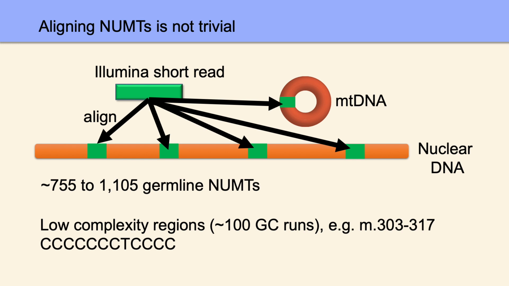And there are anywhere between about 755 to 1105 germline NUMTs. So there are a lot of NUMTs. A lot of these NUMTs will occur in multiple locations. There are also some problems with aligning Illumina short reads, including low complexity regions. And a classic example of this is the region between 303 to 317 in human mitochondrial DNA, where you have this long stretch of C's, and embedded in the middle is a lone T there. And there's approximately about 100 GC runs in the mitochondrial DNA. All of these make sequencing challenging, makes alignment challenging.